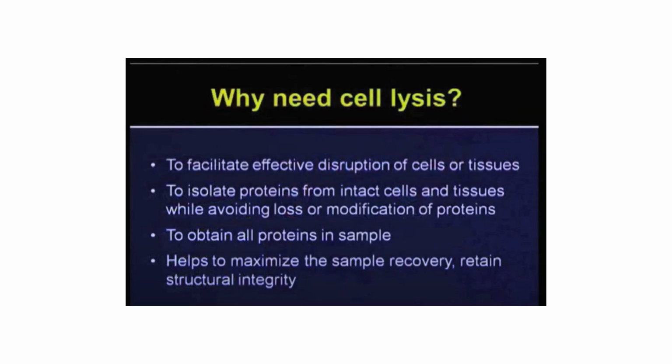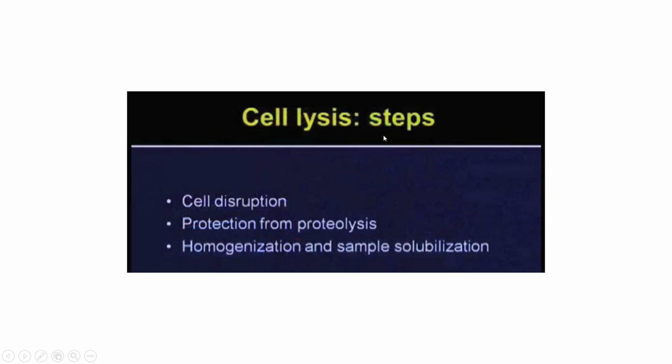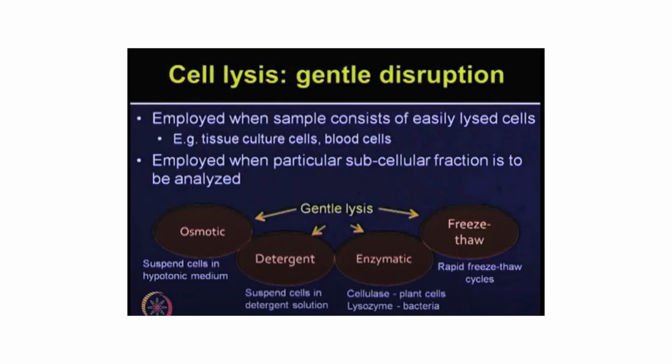So why do we need cell lysis? Because cell proteins are inside the cell, and we want to remove them out of the cell. To isolate proteins from intact cells, you need to lyse the cell first. How can you lyse the cell? You can use different ways. You can use osmotic pressure. You can use different detergents. You can use enzymatic reactions, like cellulase or lysozyme, or you can just do freeze thaw.